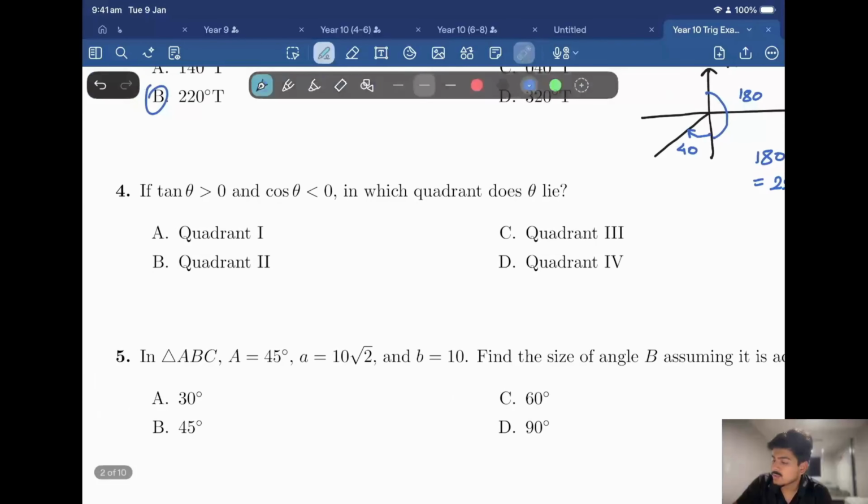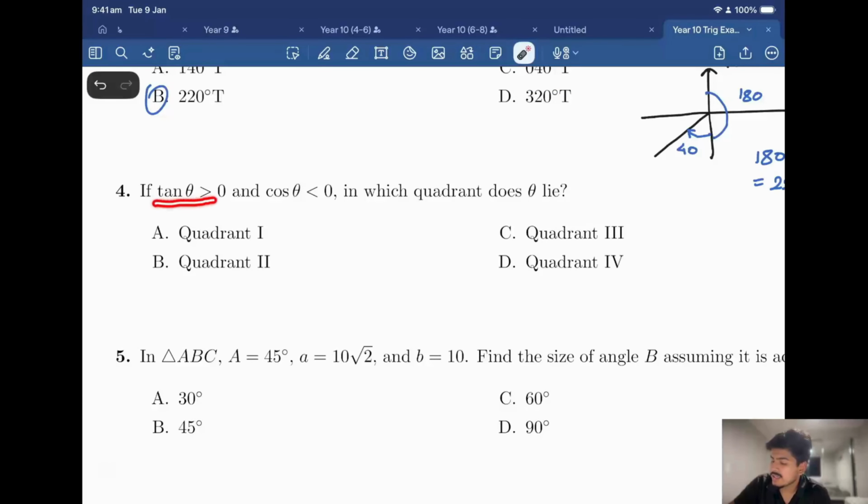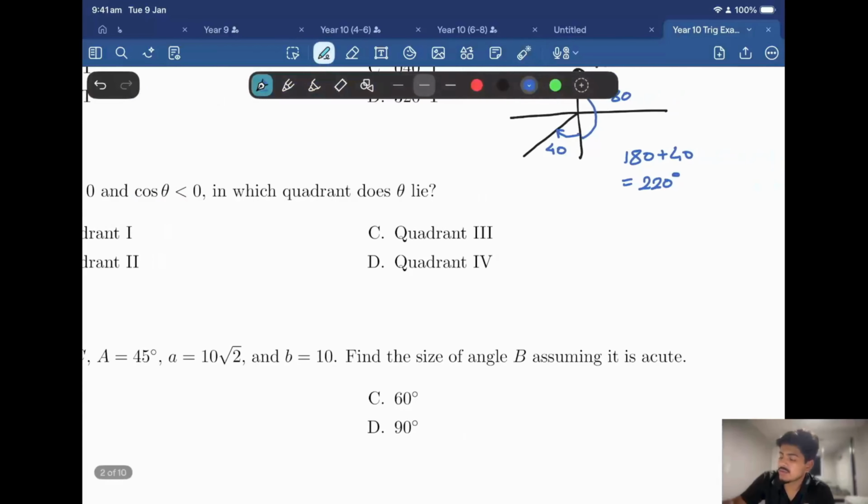Okay, this one, very simple. Tan is positive, cos is negative. Draw your unit circle out.